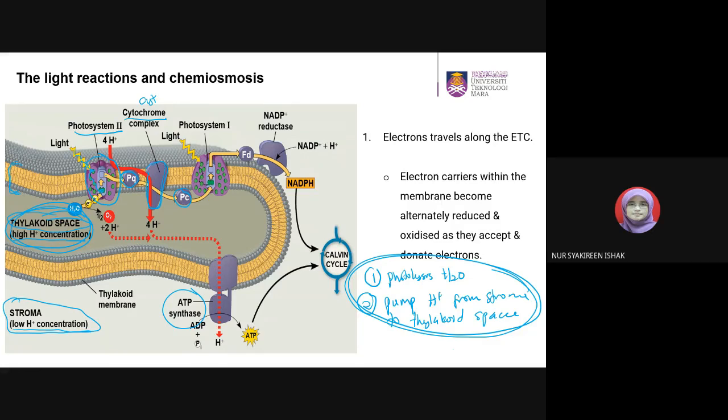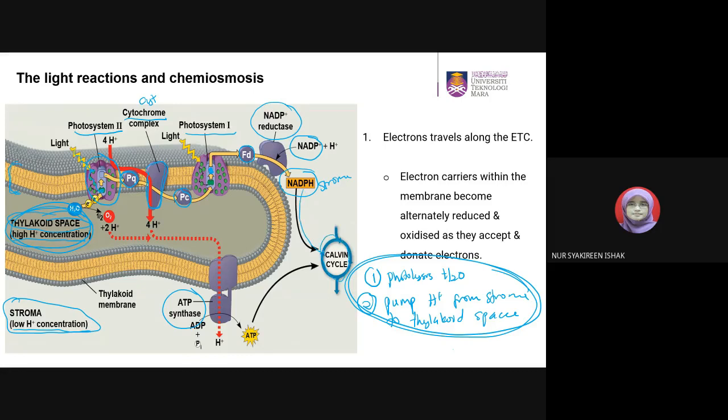Okay, so electrons are transferred from one carrier to another carrier until received by photosystem 1, and then energized again by absorption of a photon, and then released to the primary electron receptor here, and then transferred to ferredoxin. FD is ferredoxin, to the enzyme NADP plus reductase to catalyze the reaction. So the electrons are received by NADP plus and H plus and become NADPH. Okay, so this is produced in the stroma. Stroma is where the Calvin cycle occurs.